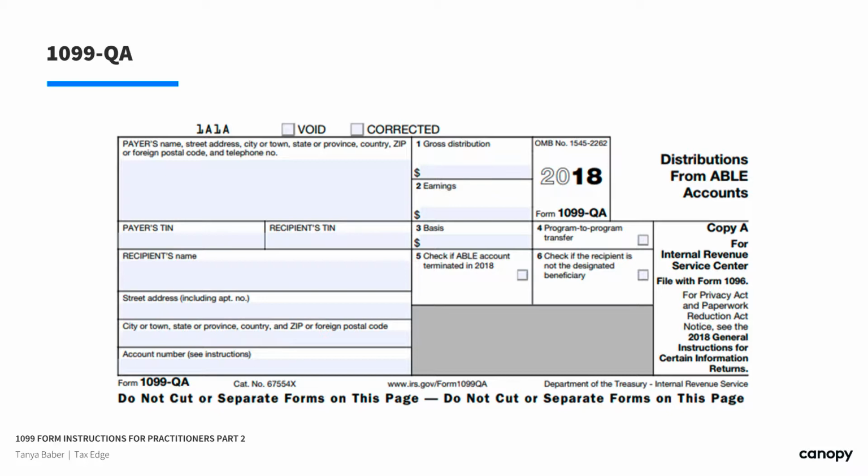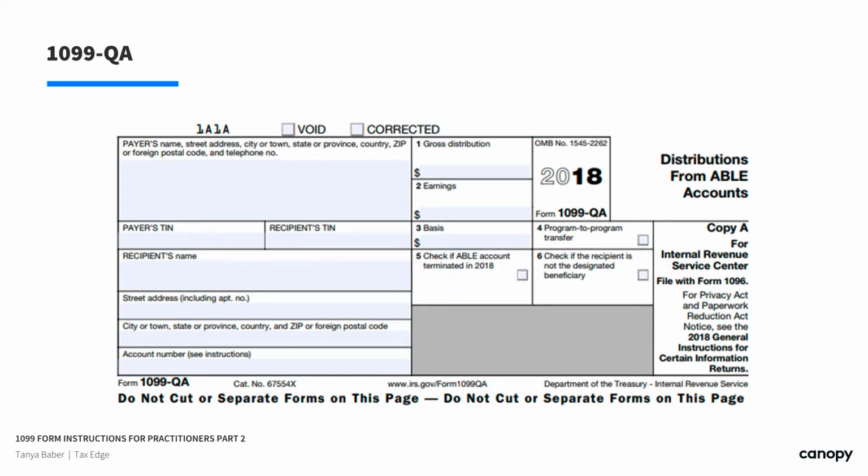So any distribution from an ABLE account in 2018 includes distributions, both qualified and non-qualified disability expenses, and any amounts distributed that the designated beneficiary intends to roll over to another account. So not program-to-program transfers. Box 2 is basically the earnings part of the distribution shown in Box 1. Amounts generally used to pay for qualified disability expenses or rolled over into another account within 60 days aren't supposed to be included in income, although they may show up here on the form.